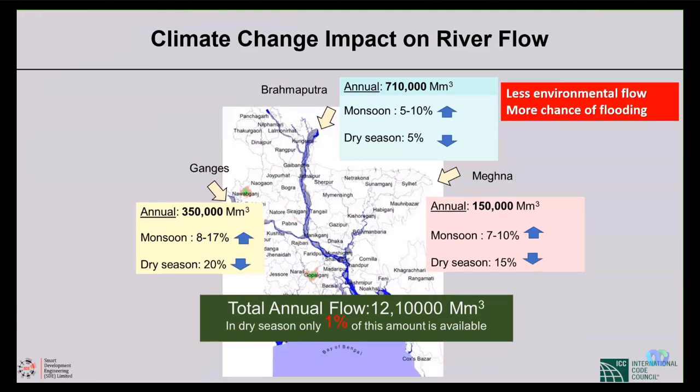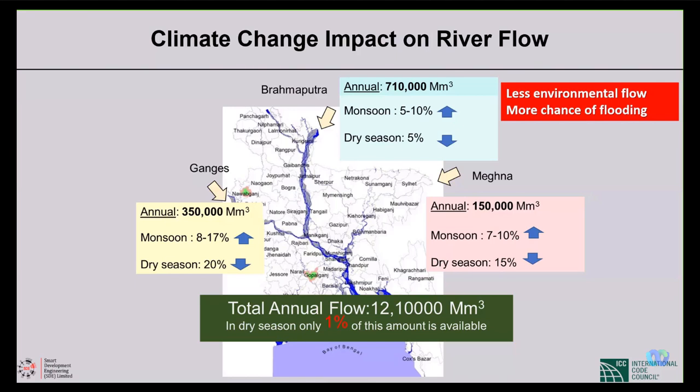And in the future, there will be more flow. Like I said, at 1.5 degrees Celsius or 2 degrees Celsius, the monsoon water will increase 5 to 10%. That will mean more flooding. And dry season flow will be less, 5% in the Jamuna River. What does it mean? If you have less flow in the dry season, we have less flow for drinking.